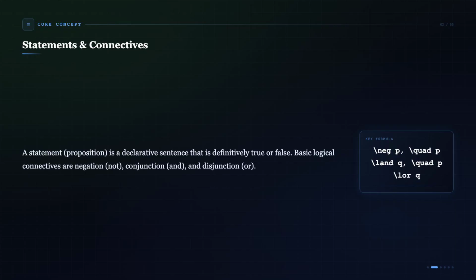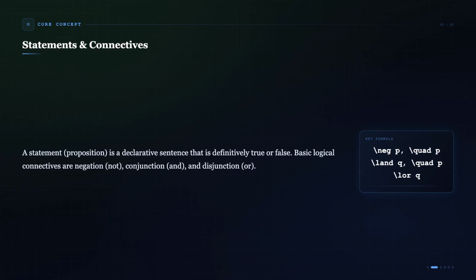The conjunction P and Q is true only when both P and Q are individually true. If either one is false, the whole and statement is false. The disjunction P or Q is true if at least one of P or Q is true. In mathematics, we use the inclusive or, meaning it's true if P is true, Q is true, or both are true. Let's work with a basic example.